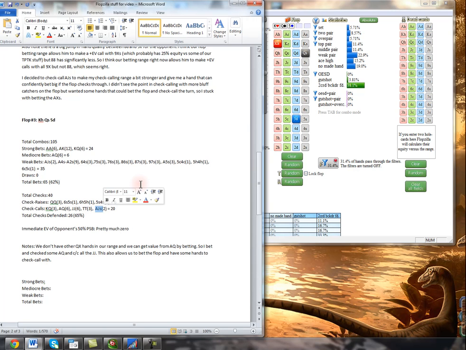Ace jack suited is just drawing to the gut shot, whereas 10s are drawing to a set, and even the set's a little bit tainted. And I wanted some hands that could check call on the flop and then be used as a bluff later, so that's why I put ace-jack suited here. They also might make a good check-raise bluffing hand.